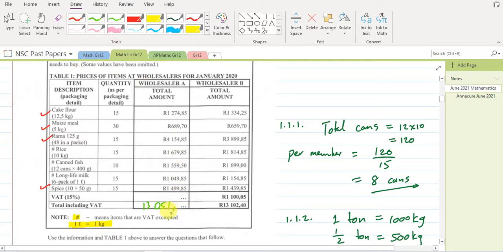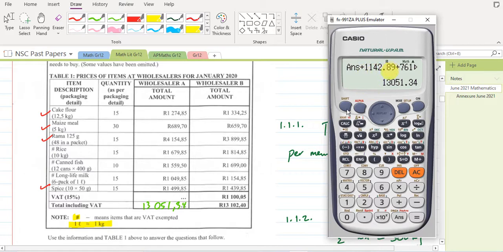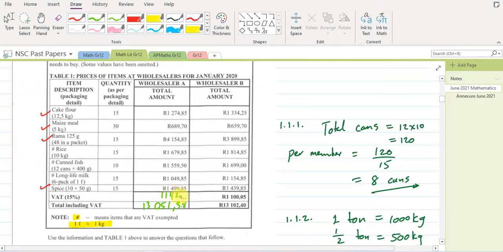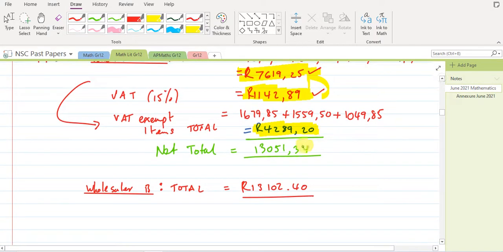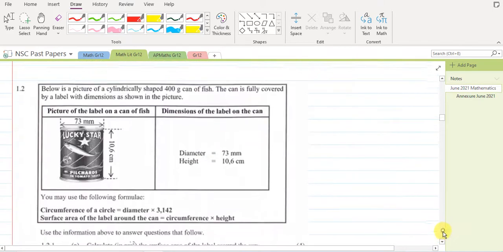Wholesaler A is charging 13,051 rand and 34 cents. Remember the VAT amount over here was 1,142.89, right? So which one is cheaper? Clearly what we can see is that 13,051 rand and 34 cents is less than 13,100. Therefore wholesaler A is cheaper. Right, great guys.